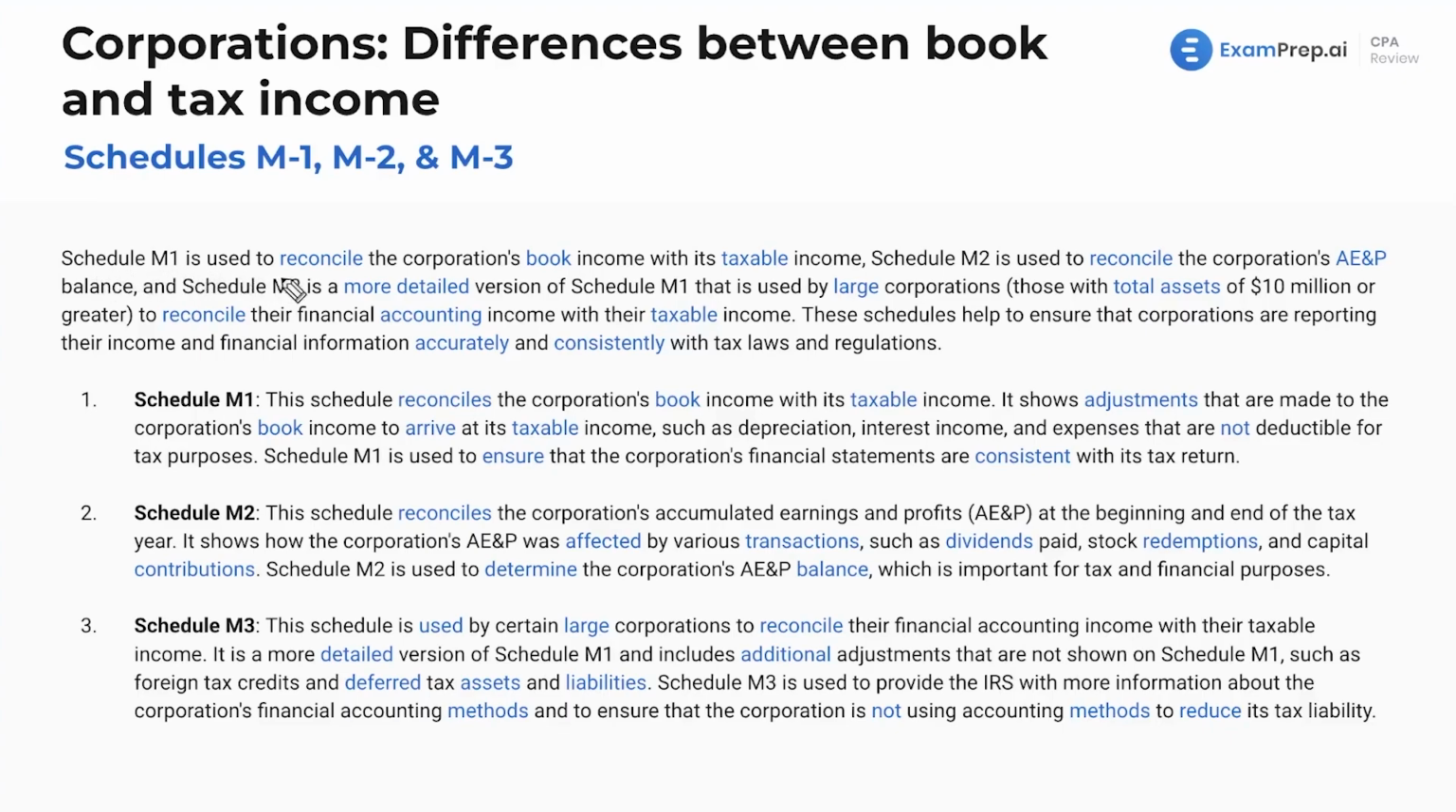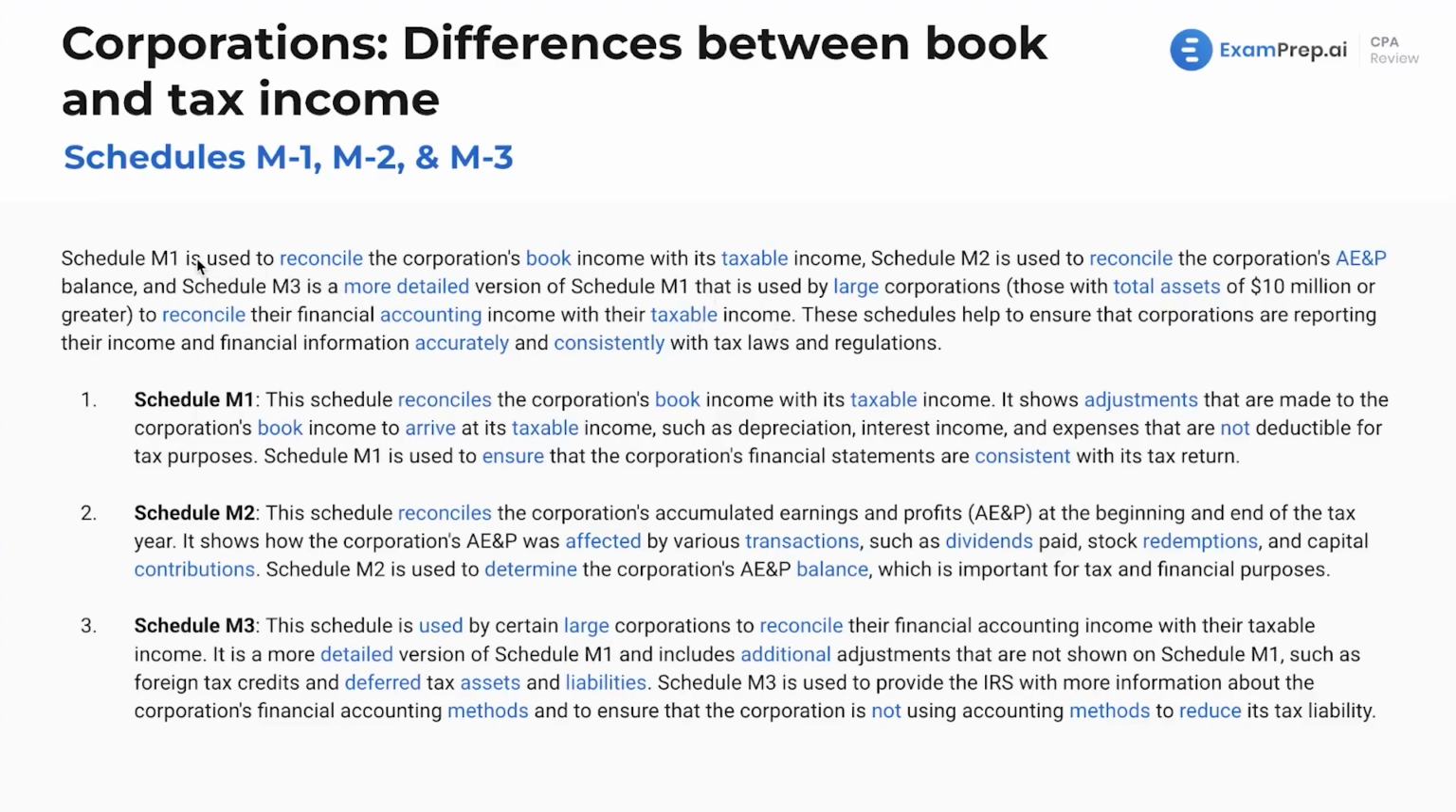Schedule M1, this is used to reconcile the corporation's book income with its taxable income. Pretty straightforward, right? It's very nice. What we've been doing so far. Schedule M2 is used to reconcile the corporation's accumulated earnings and profits balance. And Schedule M3 is a more detailed version of Schedule M1 that is used by large corporations, and those being those with assets of $10 million or greater, to reconcile their financial accounting income with their taxable income.